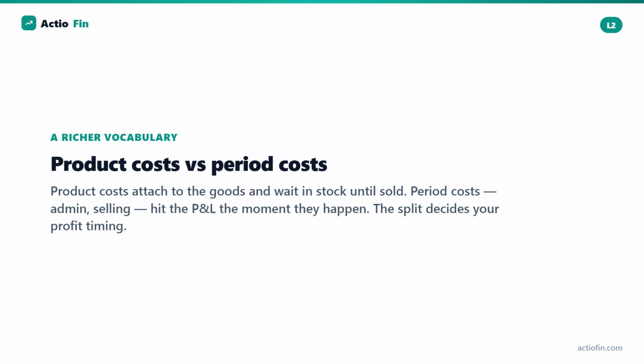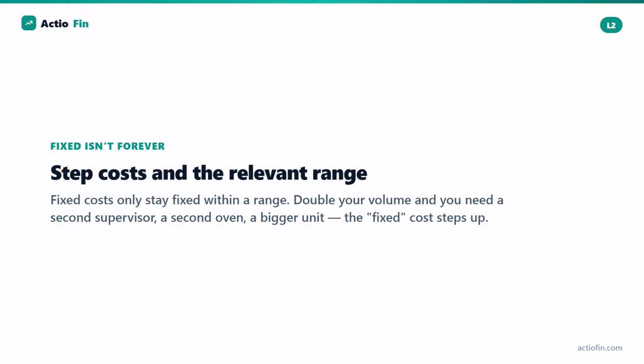Why care? Because if you misclassify a selling cost as a product cost, you park it in stock and quietly overstate this period's profit. The line between product and period is not academic, it is where a surprising amount of profit manipulation, accidental or deliberate, happens. A warning about that fixed versus variable split from episode 1.